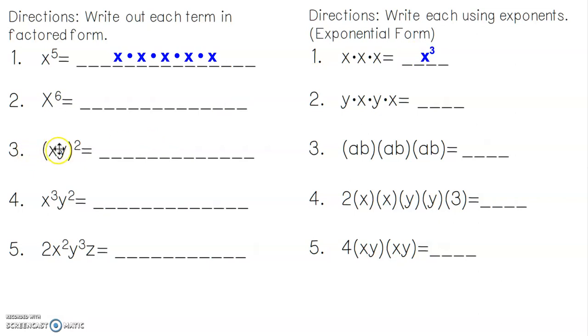Okay, take a look at number 3 here. We have xy and then the squared around it. That means the square is going to apply to both the x and the y. So we could write it as xy times xy, or we could even factor it even further and say it's x times y times x times y. All right, the rest you need to do on your own.